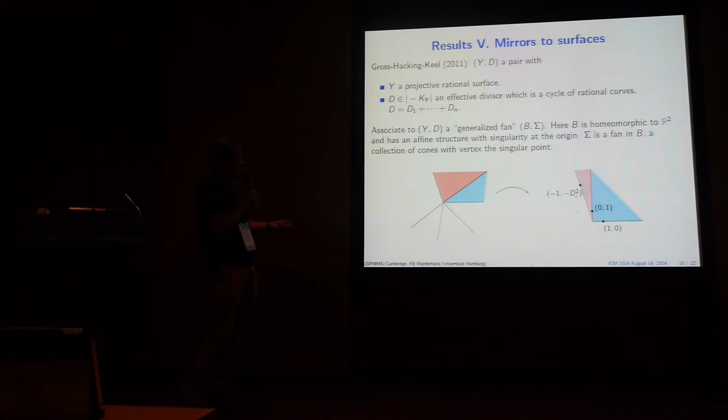Where does this come from? This is the fan for which the divisor corresponding to this ray has self-intersection Di². So you can think of this as just pretending that this pair (Y, D) was a toric variety and start building the fan using what we know about self-intersections of divisors on surfaces for toric varieties, and then you find out that when you get back to where you started, things don't quite match up and you have to glue, and that gives you the singularity.